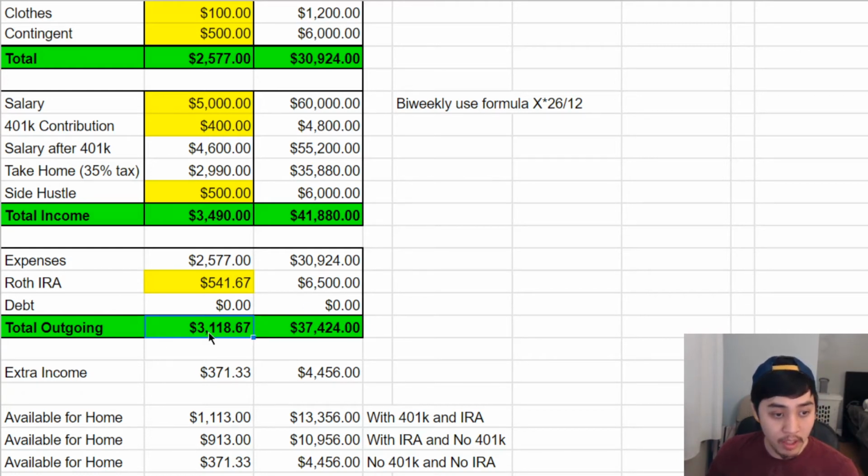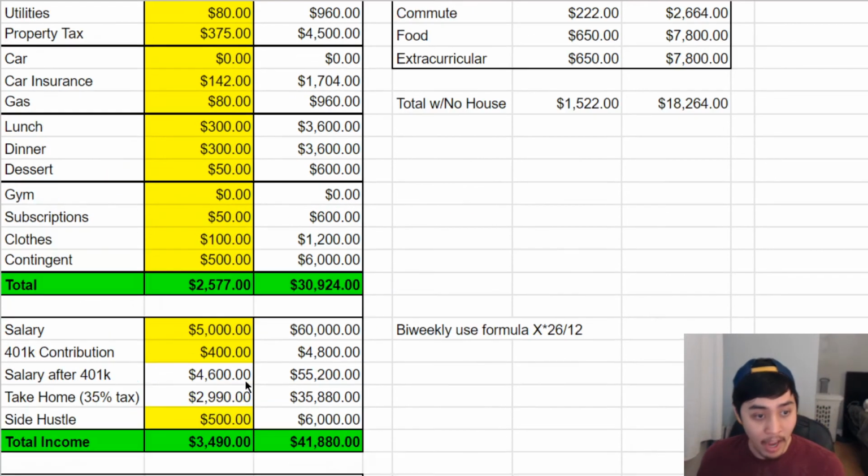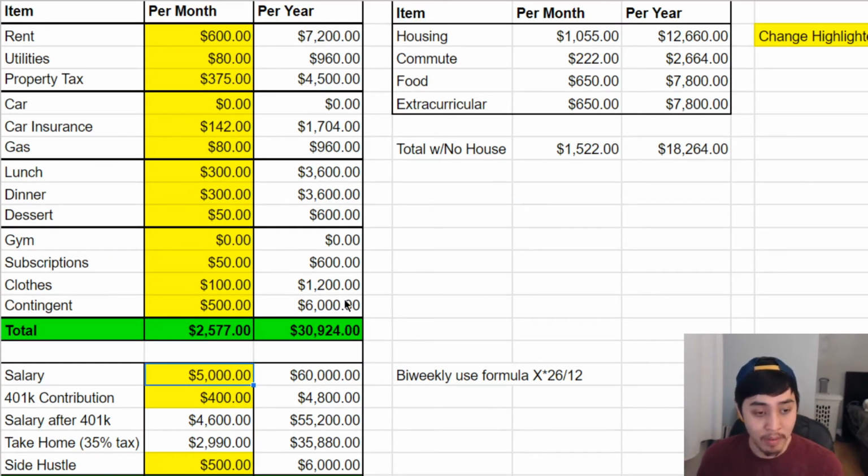For me, it'll be $3,118.67. So my extra income would be $371 a month. This is very little, obviously. I don't make $5,000 a month. I make a little bit more, but I just put that because it's a regular college wage. But if this is meant for a person that just graduated college, your contingency should probably be around $200, because we're not having fun anytime soon.